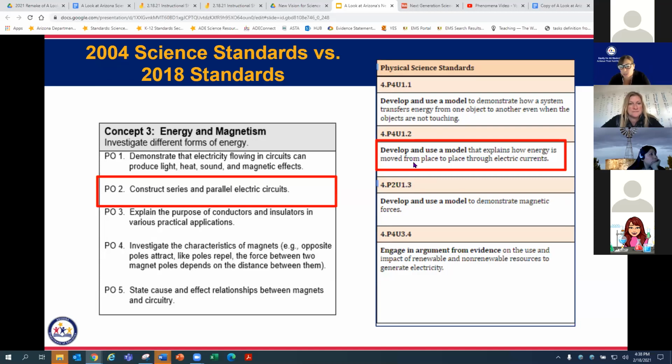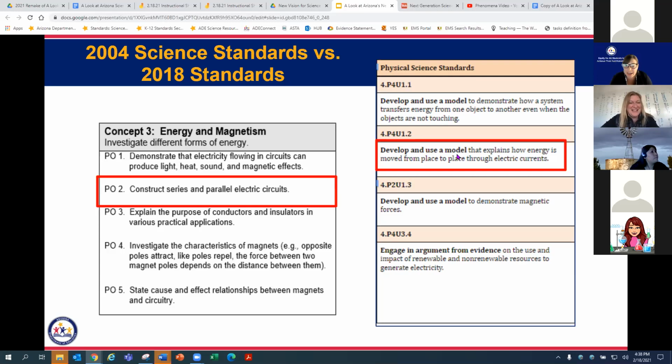But when we look at this one, it now says, develop and use a model that explains how energy is moved from place to place through electric currents. Do you see how this is bolded? It's bolded on purpose, because that's what we call a science and engineering practice, and it's one of the three dimensions. To develop and use a model means I'm going to initiate the model. I might draw it one time and write out an explanation, but then I'm going to do more learning, talk to my neighbors, collaborate, and come to consensus with my class. Then I'm going to go back to my model and revise it and rewrite things.